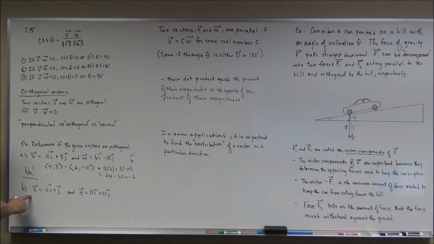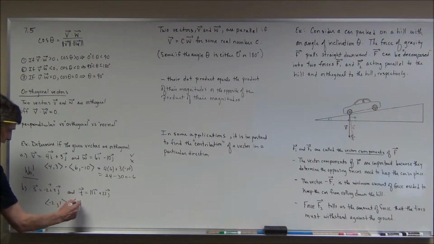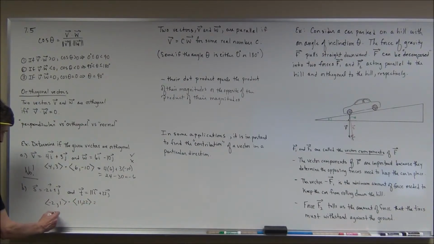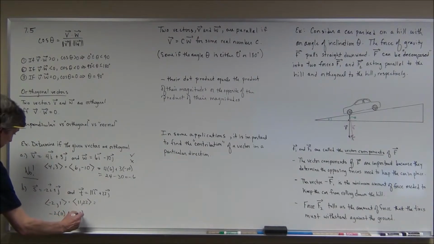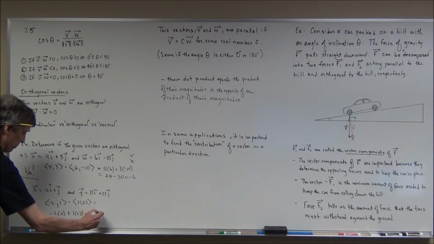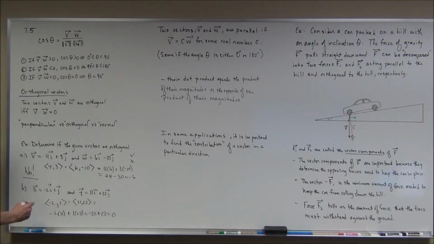Down here, I want to see if vector S is perpendicular, or orthogonal, I should say, to vector T. So I'm going to take negative 2, that's a 2 there, not a Z. Negative 2, 1. And I'm going to take the dot product with, it looks like, 11, 22. So I have negative 2 times 11 plus 1 times 22. Yeah, I think this is going to work. This is going to be negative 22 plus 22. This is 0. So, yes, the two vectors are orthogonal.